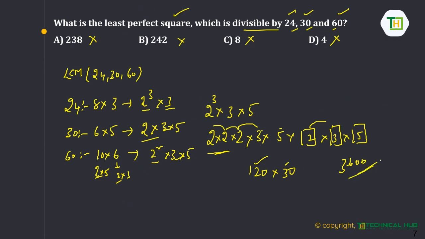So 3600 is a perfect square. This is the least perfect square which is exactly divisible by 24, 30 and 60. 2 into 2 is a perfect square, but 2, 3, 5 is not a perfect square, so to make it a perfect square, you have to multiply with 2, 3, 5. So the answer for this question is 3600. Whatever options are there here, those options are not related to this question. So the answer for this question is 3600.